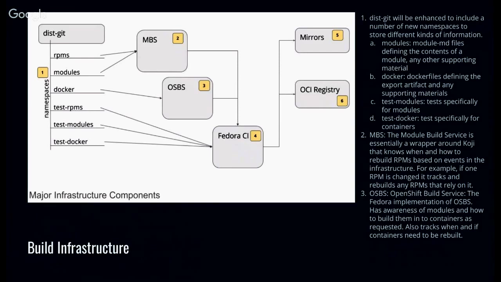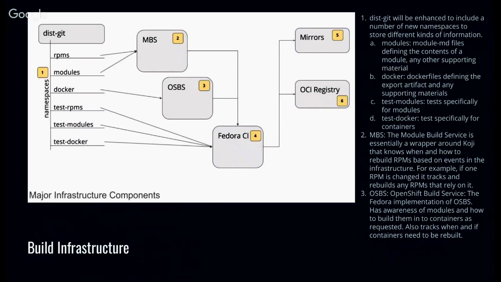And then we have the test namespaces. I know test RPMs, and whether the tests go directly in the RPM namespace, is under some contention. We think we'll probably still have test modules and test Docker as separate namespaces for tests. That is being worked out right now, so don't take this as necessarily gospel. This is what we think it's going to look like, but perhaps not. But it's going to be pretty similar.